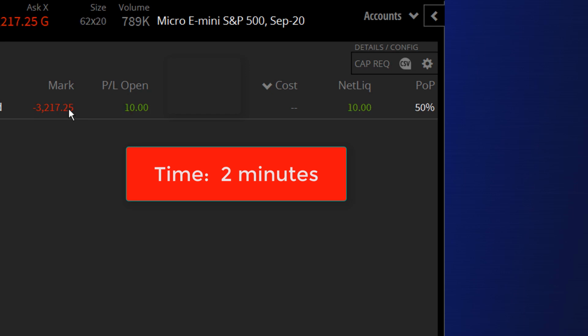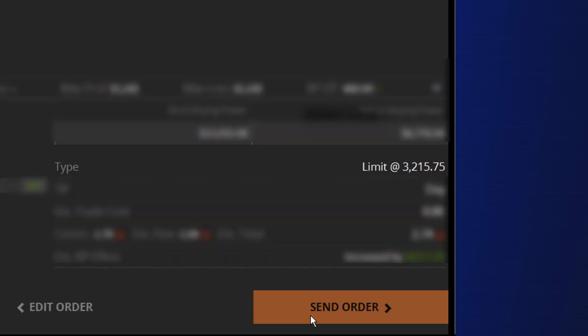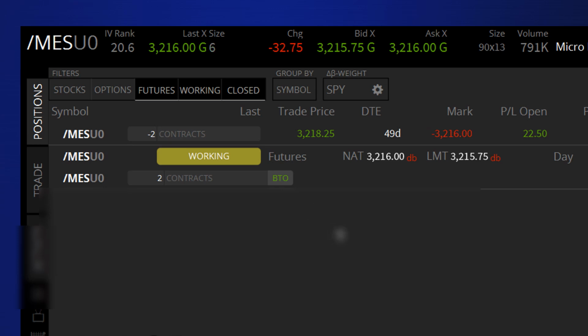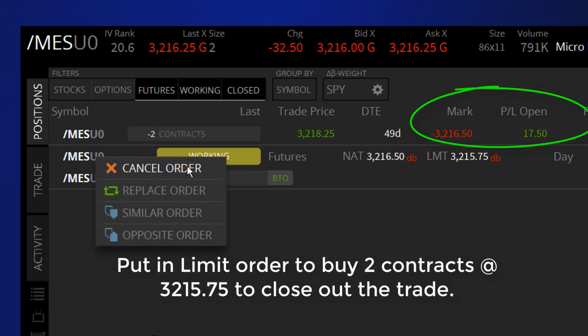And now the market's at $32.17 and a quarter. I'm up $10 after about a minute into this thing, and I put in a limit order to buy those contracts back at $32.15.75. The market's $32.16.50 right now. Very, very close. And I'm up $20.